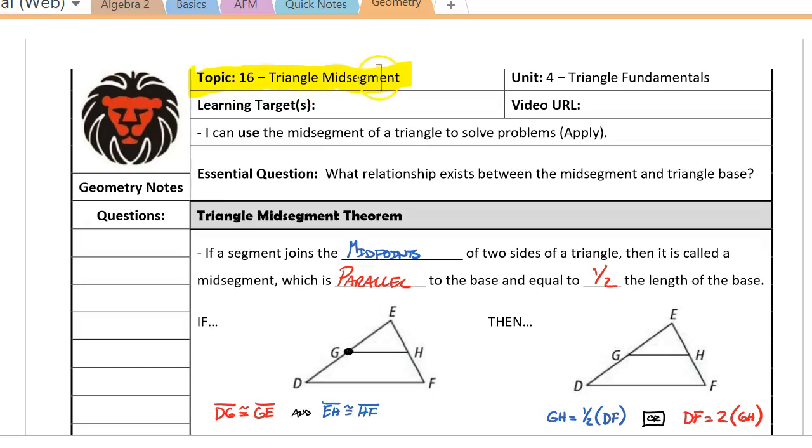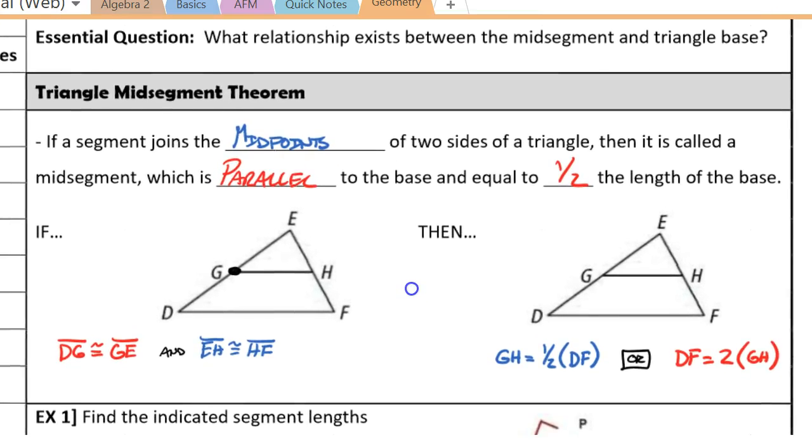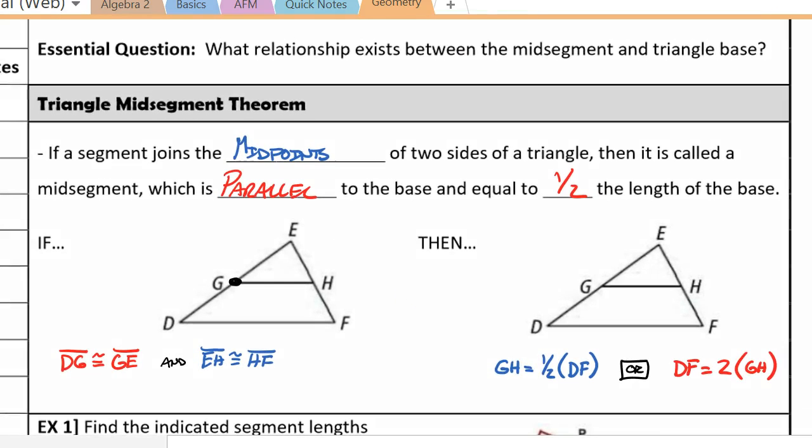Topic 16, triangle midsegment. We're going to use the idea of a midsegment to solve various problems. So what is the triangle midsegment? Well, if a segment joins the midpoints of two sides of a triangle, then it is called the midsegment, which is parallel to the base and equal to 1/2 the length of the base.